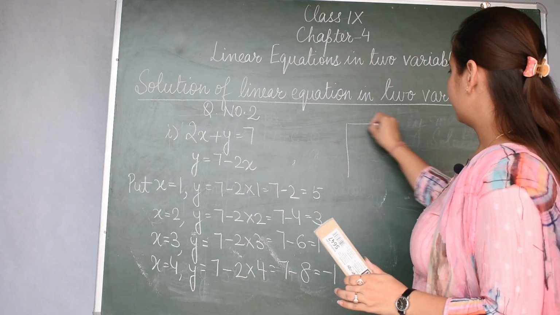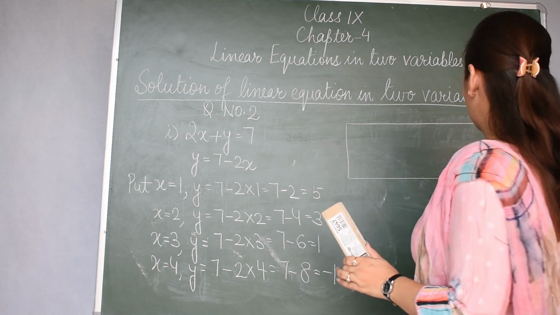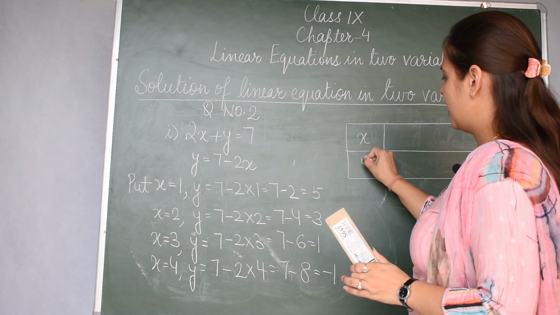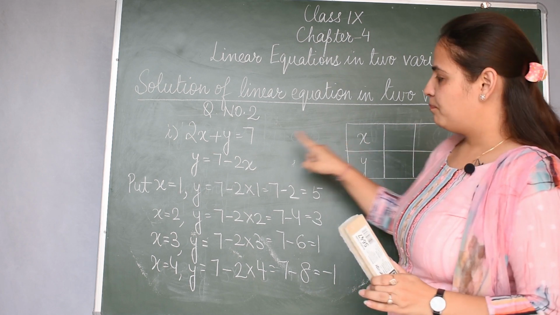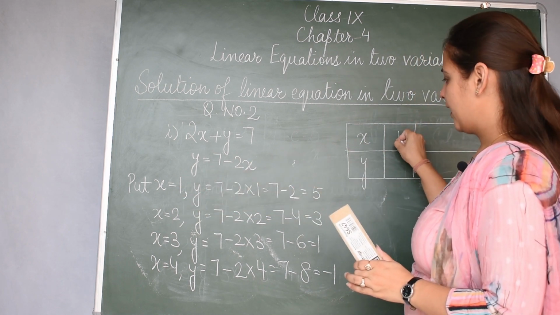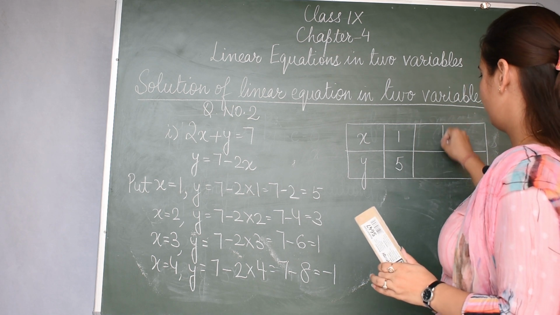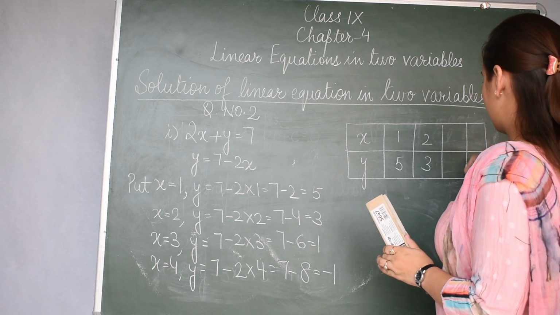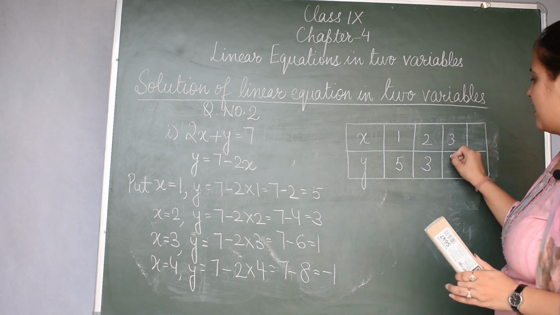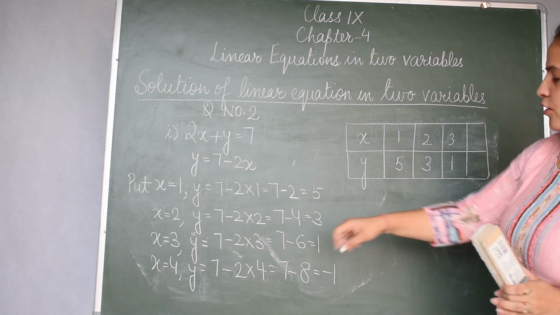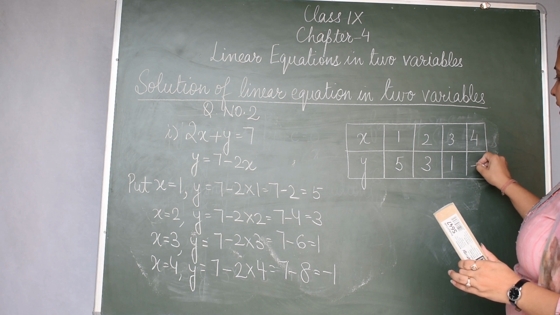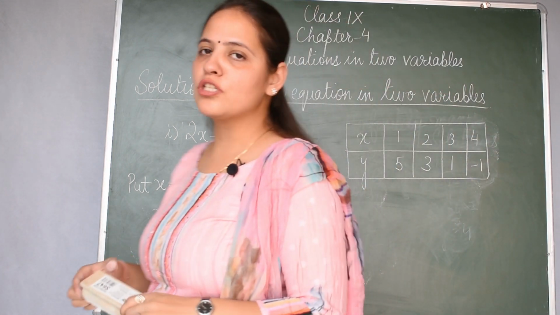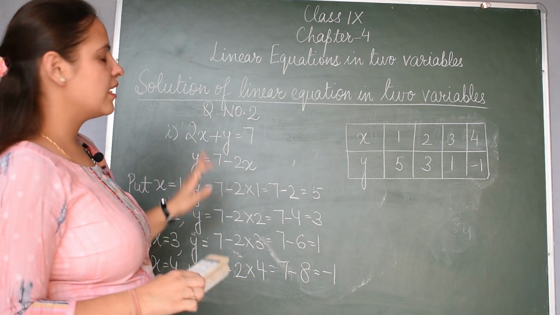Now we can make the table for it. And I can write the solutions here, x and y. When x is 1, you are getting y as 5. When x is 2, you are getting y as 3. When x is 3, you are getting y as 1. And when you have x as 4, you are getting y as minus 1. So these are the 4 solutions of this equation.